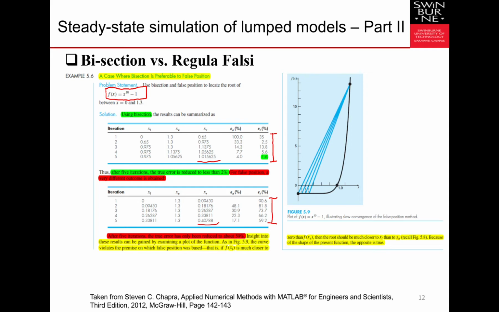So if you look at the figure in here, it becomes clear that the iteration is very slow. Okay, so you need many more iterations to reach this value where the function becomes 0.